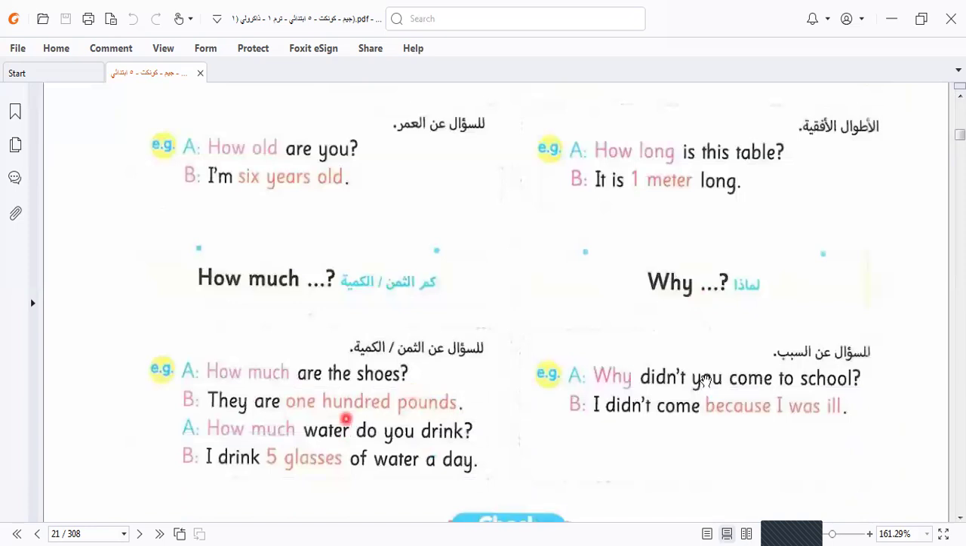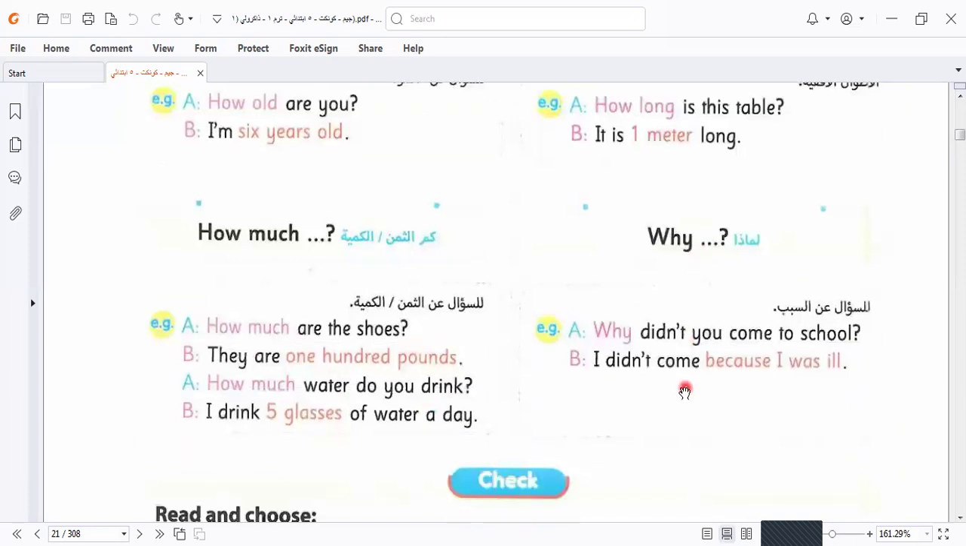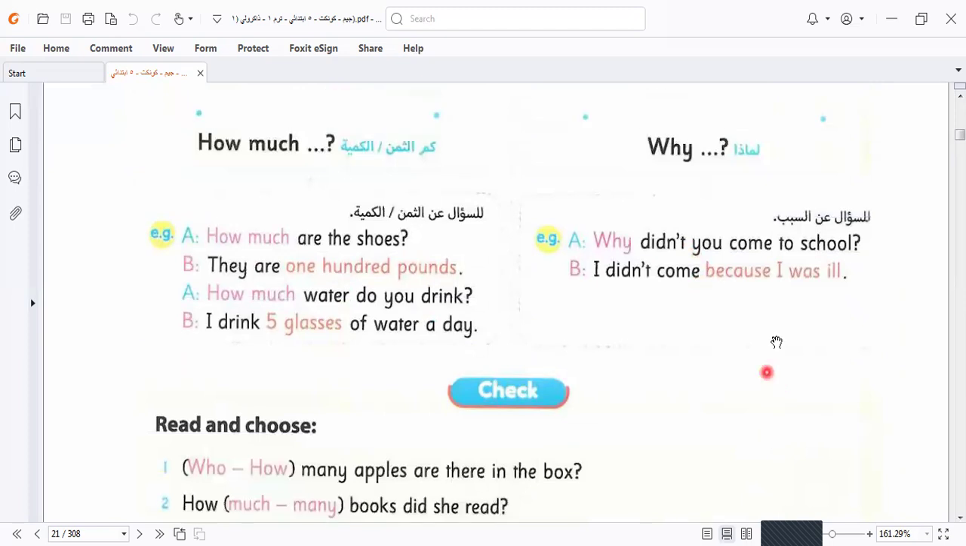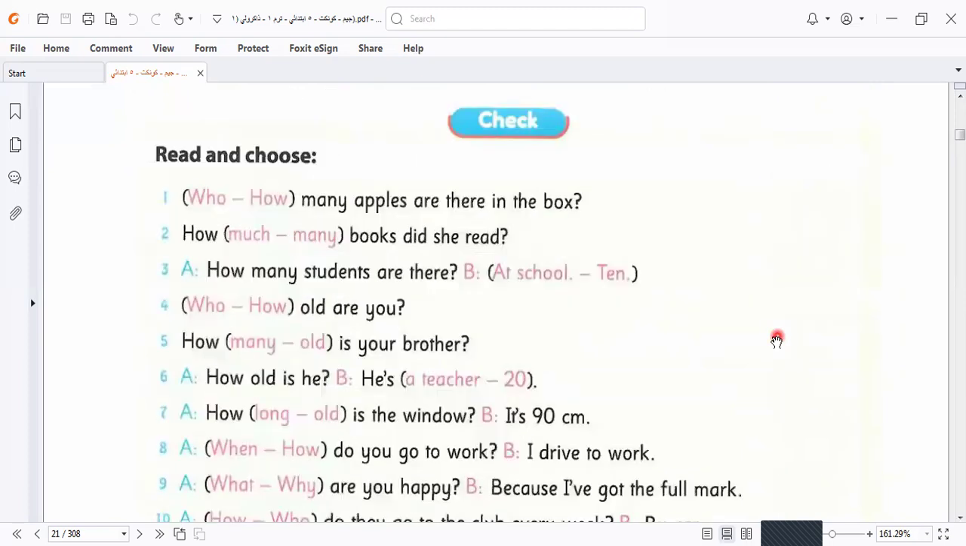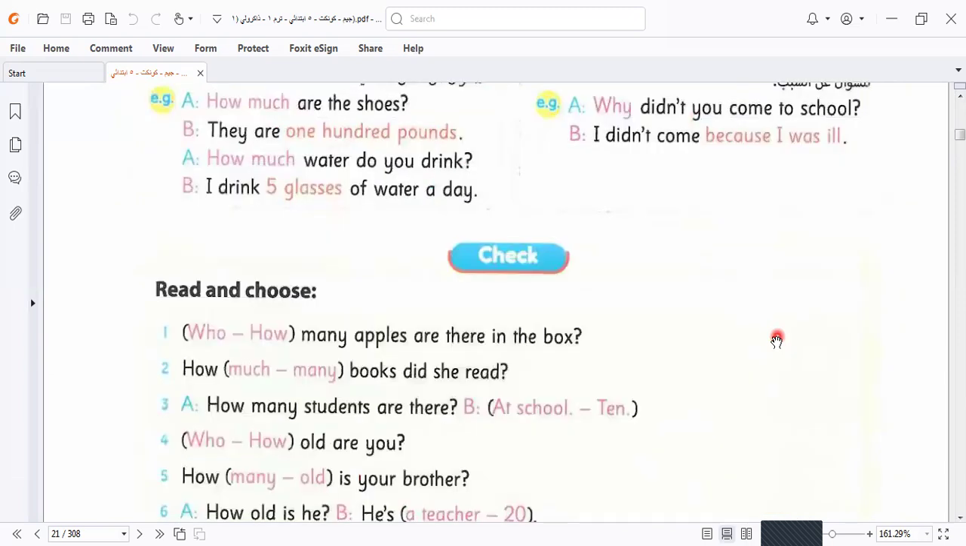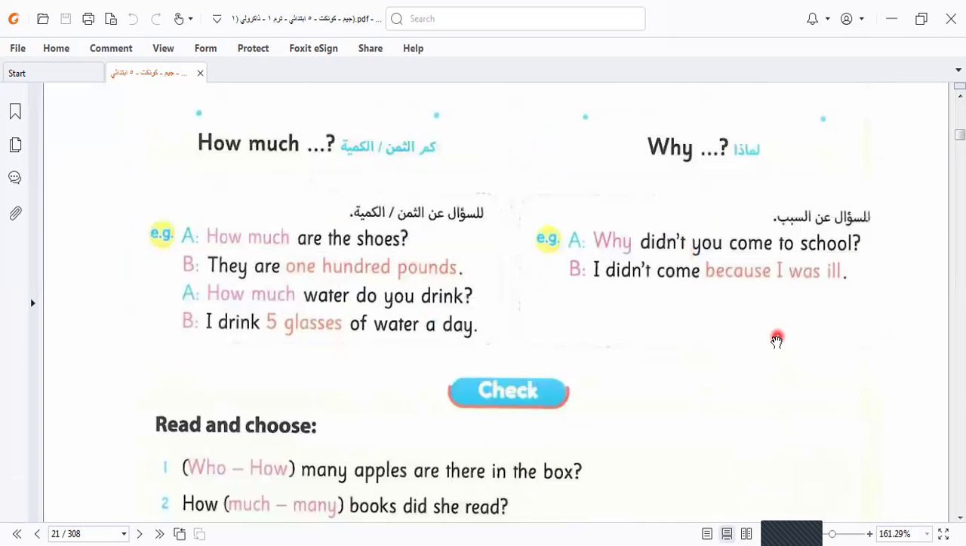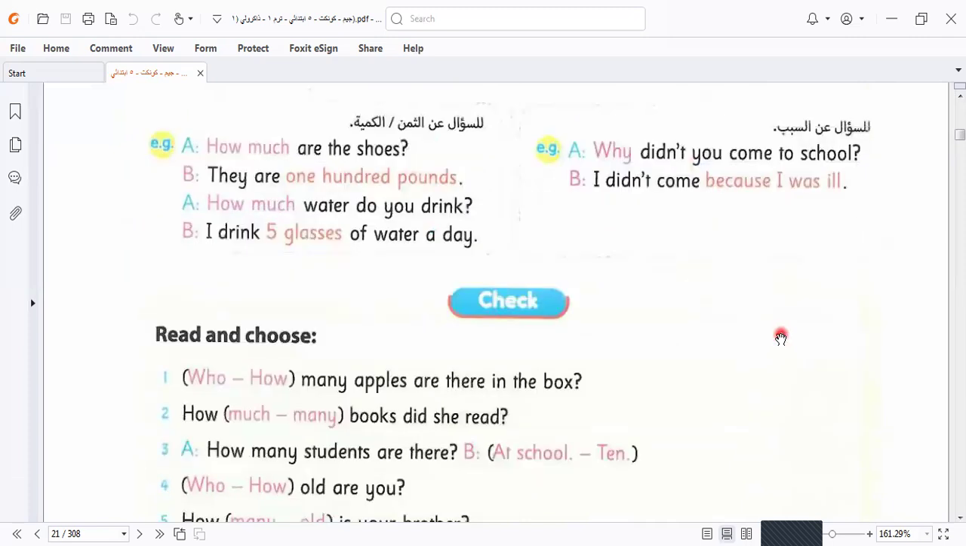It's 100 pounds. Why, to ask about reason. Why didn't you come to school? I didn't come to school because I was ill, or because I was late, and so on, okay? Or because I woke up late. So it's a reason, okay? You can write any reason here, okay?